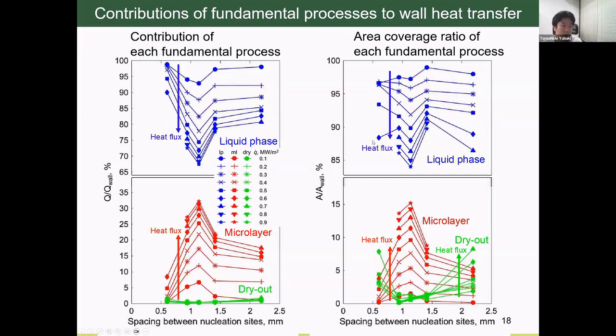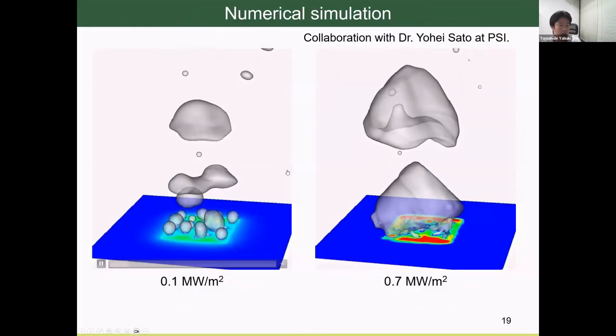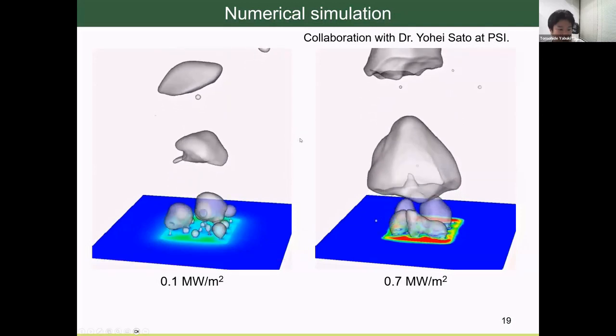And this is that for the liquid phase. These two figures are a little complicated, but the important message here is that even with the enhanced nucleation, the area coverage of microlayer is still small compared to the convection region, and so its contribution is small, less than 35%. On the other hand, liquid phase convective heat transfer shows the largest contribution. So convection dominated wall heat transfer.